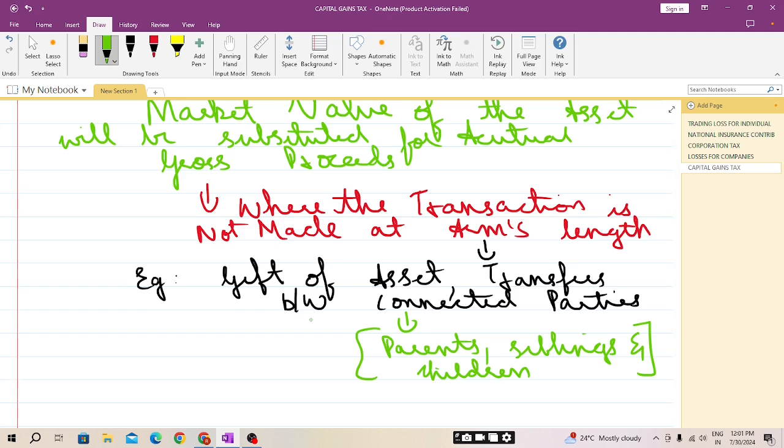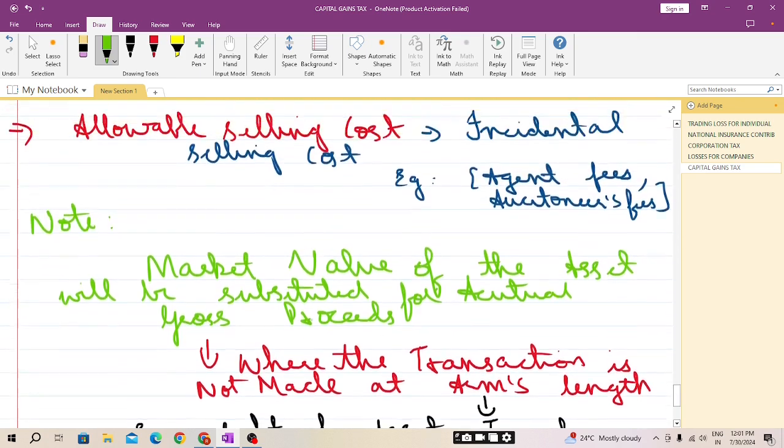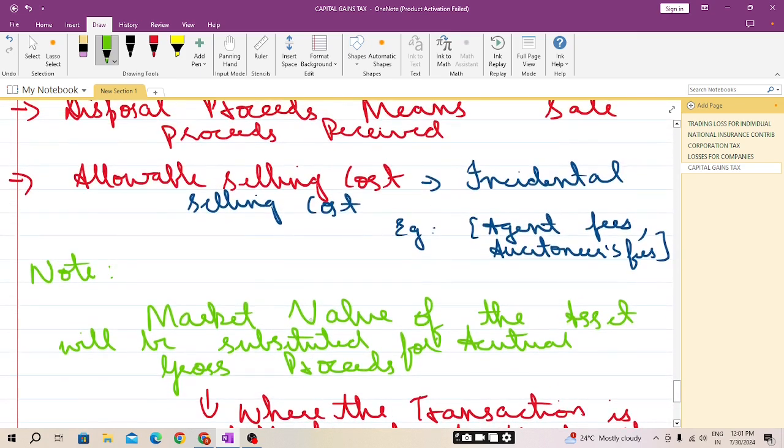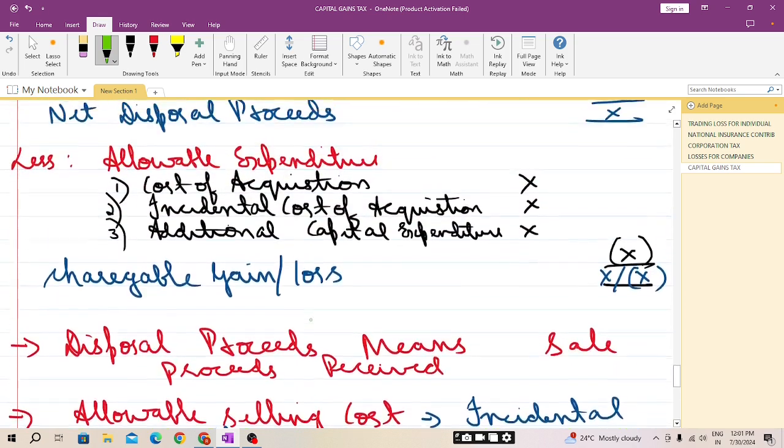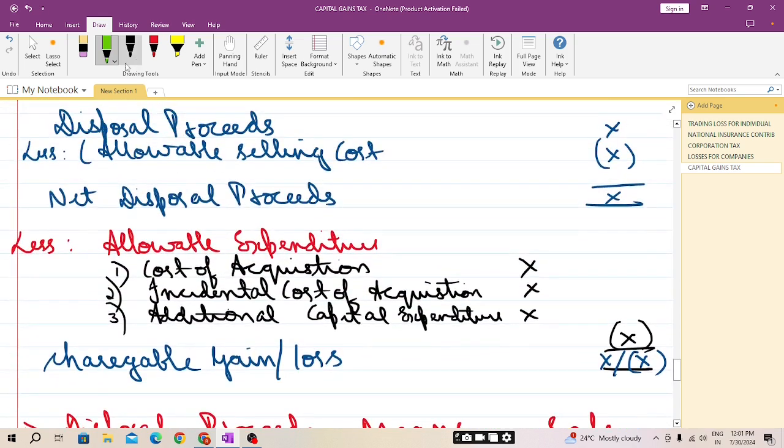So students, we have seen the calculation for step 1 will include the disposal proceeds less allowable selling cost. We will arrive at our net disposal proceeds. Then we will reduce the allowable expenditure: the cost of acquisition, incidental cost of acquisition, and additional capital expenditure. This will give rise to the chargeable gain or loss.